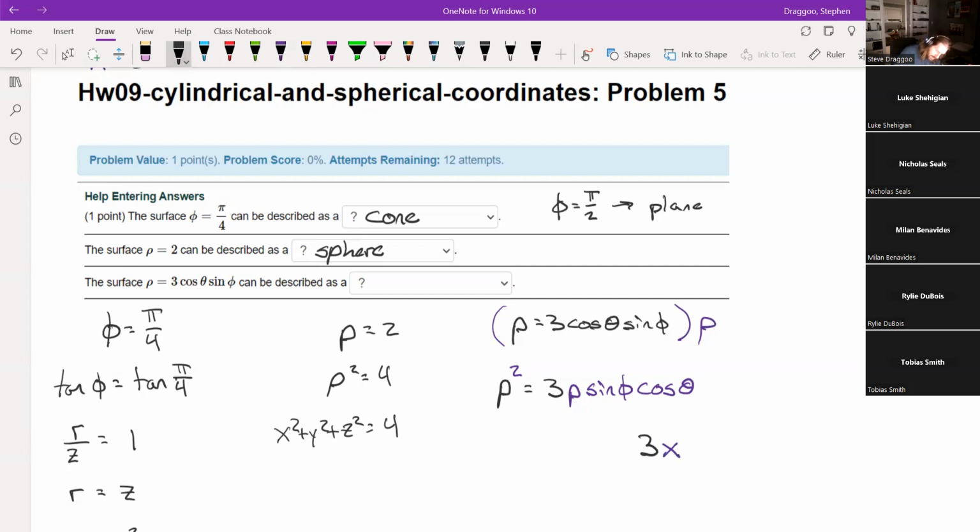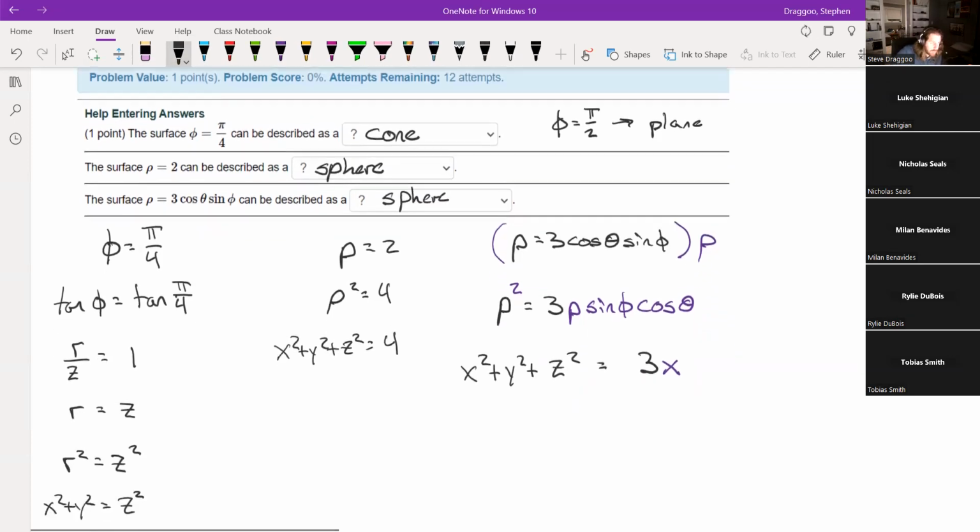And the left side is x squared plus y squared plus z squared, and it's equal to 3x. It might not look it yet, but this thing is a sphere, S-P-H-E-R-E. And the way we do that is just by completing the square on both sides.